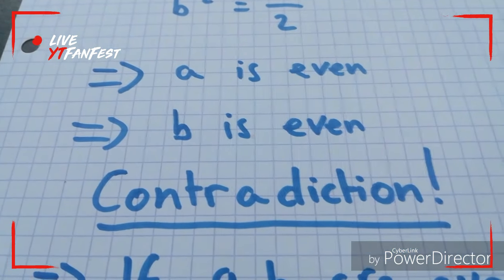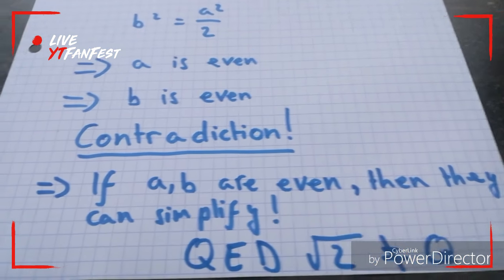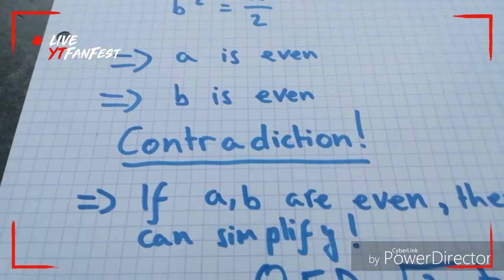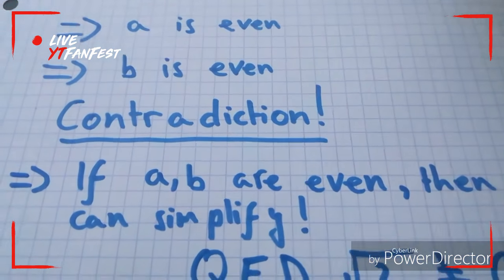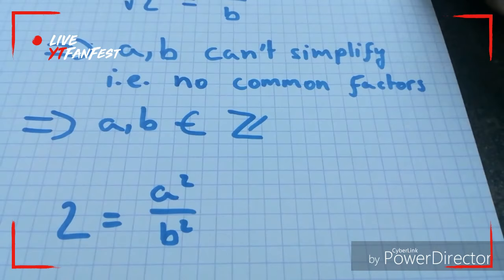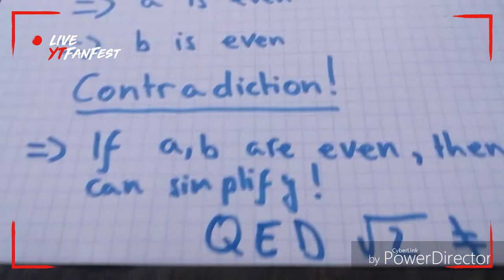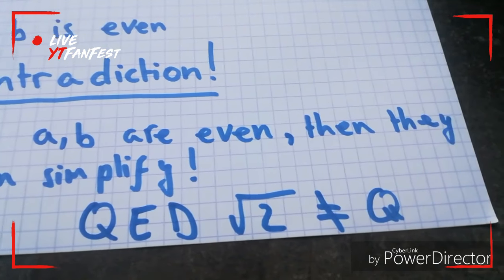But then we have a contradiction. If a and b are even, then they can simplify because they have a common factor of 2. But here I specifically mentioned that a and b can't simplify. So we have a contradiction, and thus I have proved that the square root of 2 is not rational.